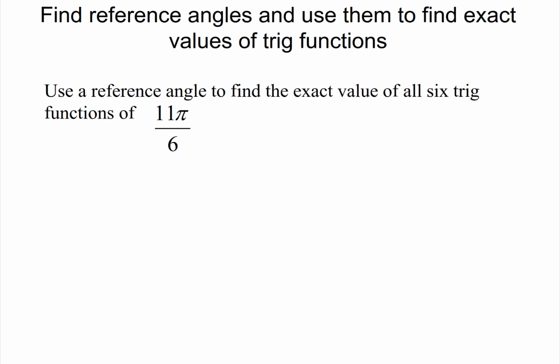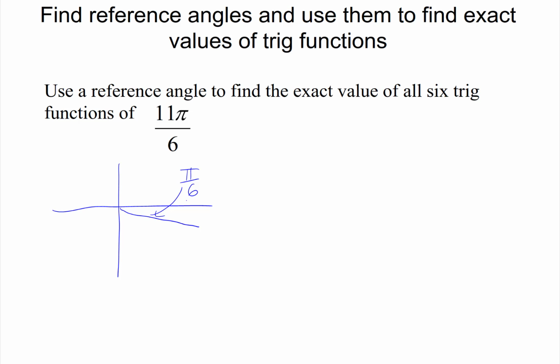We need to be able to find reference angles and use them to find exact angles of trig functions. So we're going to use a reference angle to find all 6 trig functions for 11 pi sixths. Now thinking of where 11 pi sixths is, that's 1 of the pi sixths shy of 12 pi sixths. So that's going to be right over here. The reference angle then, the small angle here, is pi sixths.